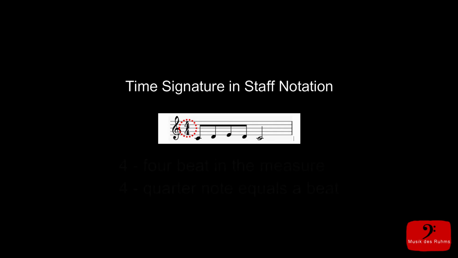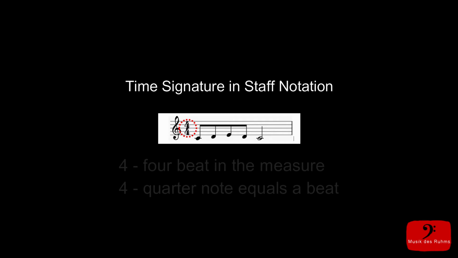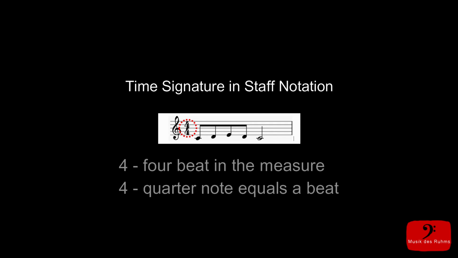The top number represents how many beats there are in a measure, while the bottom number represents what type of note gets the beat. Here in this example, the top number is 4, which means there are 4 beats in the measure, and the bottom number is 4, which means a quarter note equals a beat. We hope you understand what a time signature is. We are now going to explore more about time signature in tonic sol-fa notation.